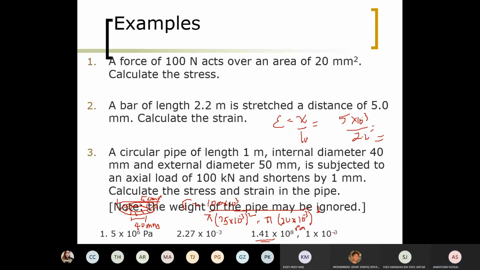Okay, then how do you find strain? Strain is extension over the original length. So extension is how much? Shortened by 1 mm, so the extension, this is a compression, is 1 mm. And the original length is 1 meter. So it's 1 times 10 power -3, the compressive strain. Any questions so far?